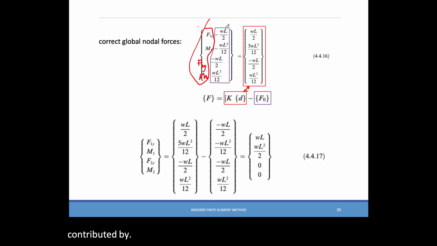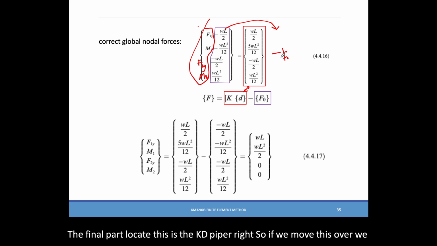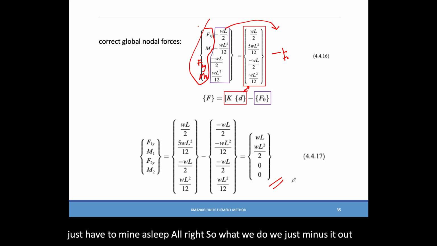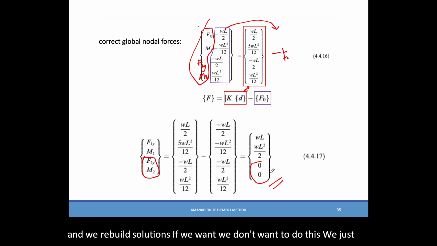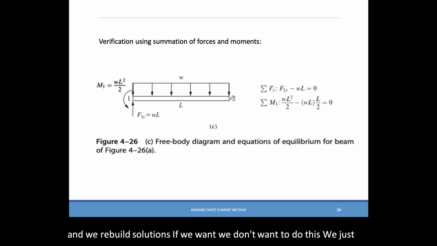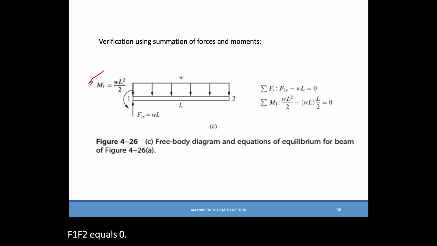All right, so if we move this over, we just have to minus it out, right? So what we do, we just minus it out and we reveal the solutions. If we don't want to do this, we just solve it as usual. You still get the answer where, again, very obvious, F1 F2 equals to 0, since nothing is there. So in order to verify, the summation of forces and the moment should be equal to 0.